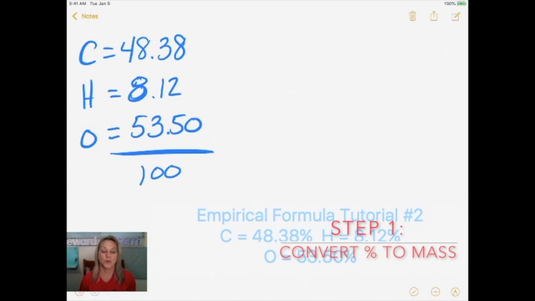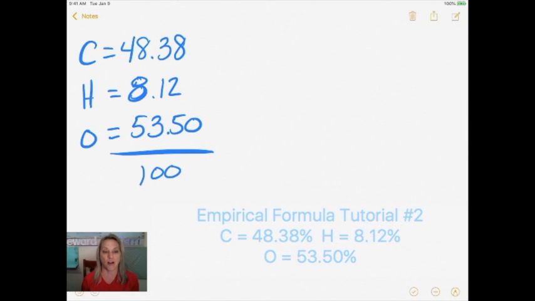As with our other example, we'll start with the percentages that are given for our empirical formula. As we can see, carbon is 48.38. All of these numbers will equal 100%. Again, we don't know the mass of the empirical formula compound, so we need to convert this into grams. The easiest way to do this is to assume that we're dealing with a 100-gram sample. So our carbon, hydrogen, and oxygen will all be converted into grams using 100 grams, and then that just means that our percentages go directly into grams.